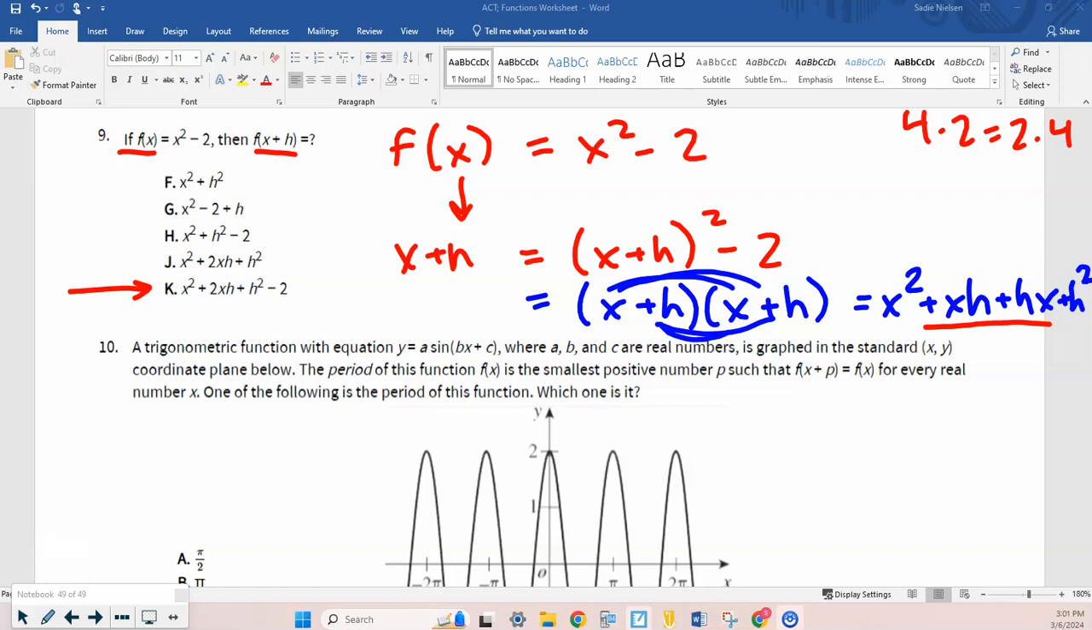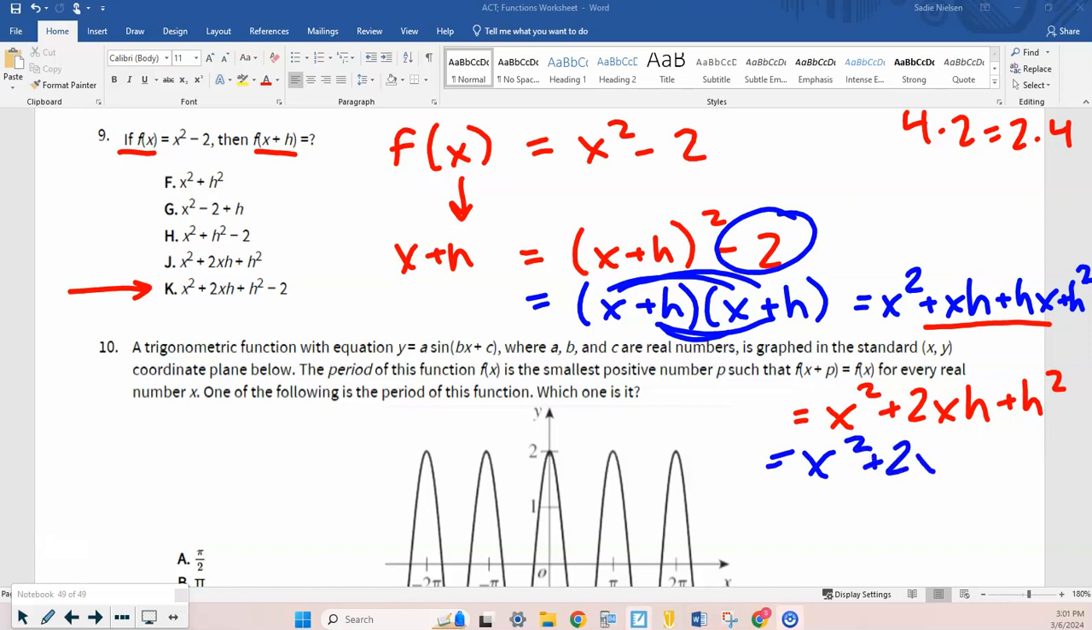So right here, we can really write this, so I'm going to skip down here: x squared plus 2xh plus h squared. Now, do you see how that's J? That's not the right answer. The reason why is, what did I forget? The minus 2. Yep, they throw that on there at the end. So really, you have to have x squared plus 2xh plus h squared minus 2. And then, voila, K is your answer.